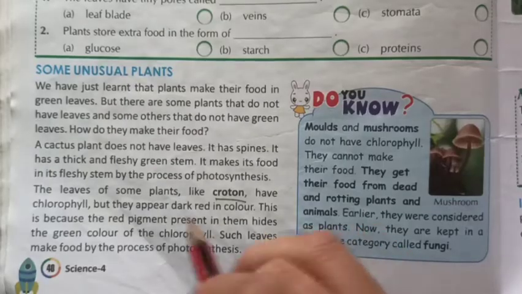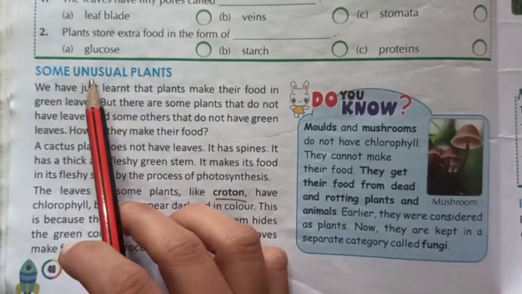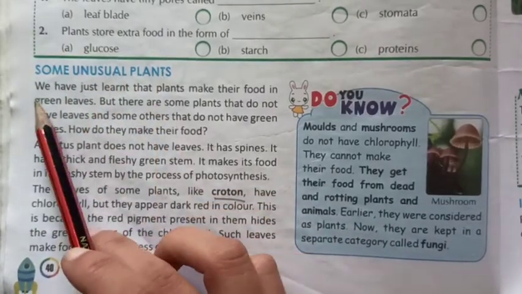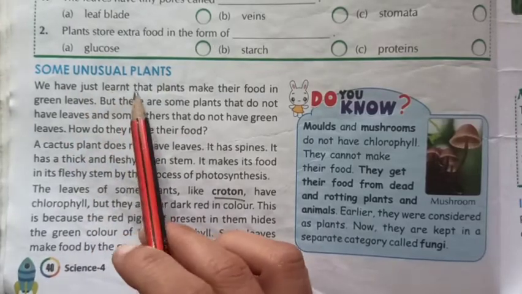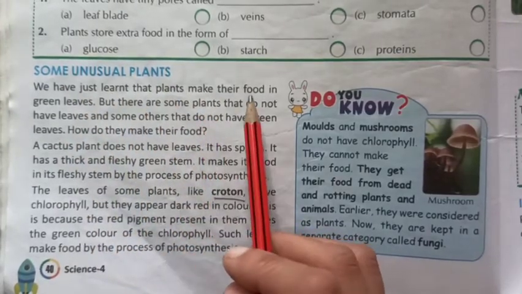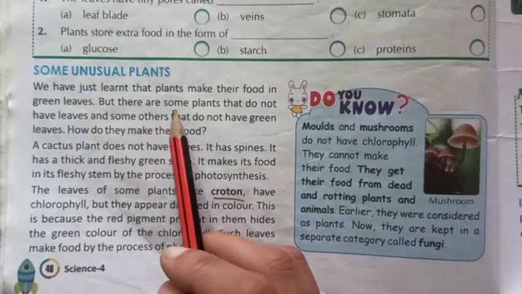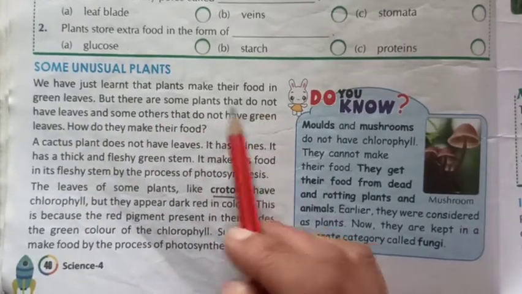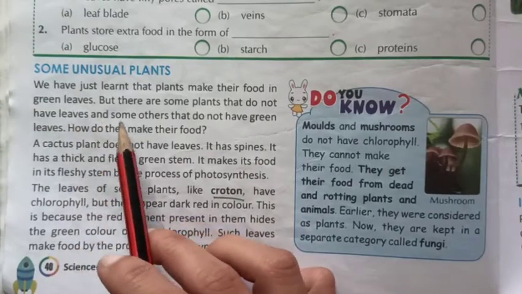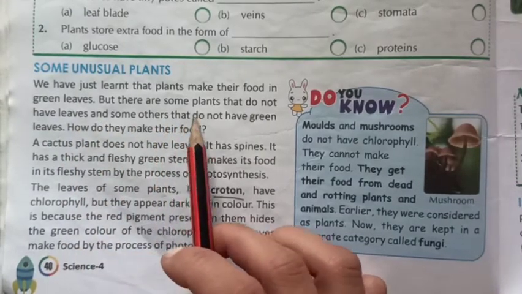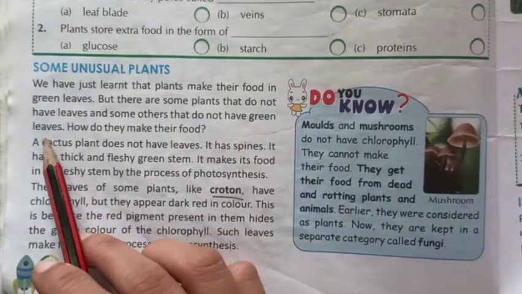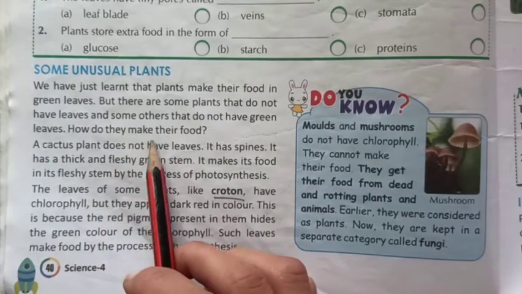Page number 40. Some unusual plants. We have just learned that plants make their food in green leaves. But there are some plants that do not have leaves and some others that do not have green leaves. How do they make their food?